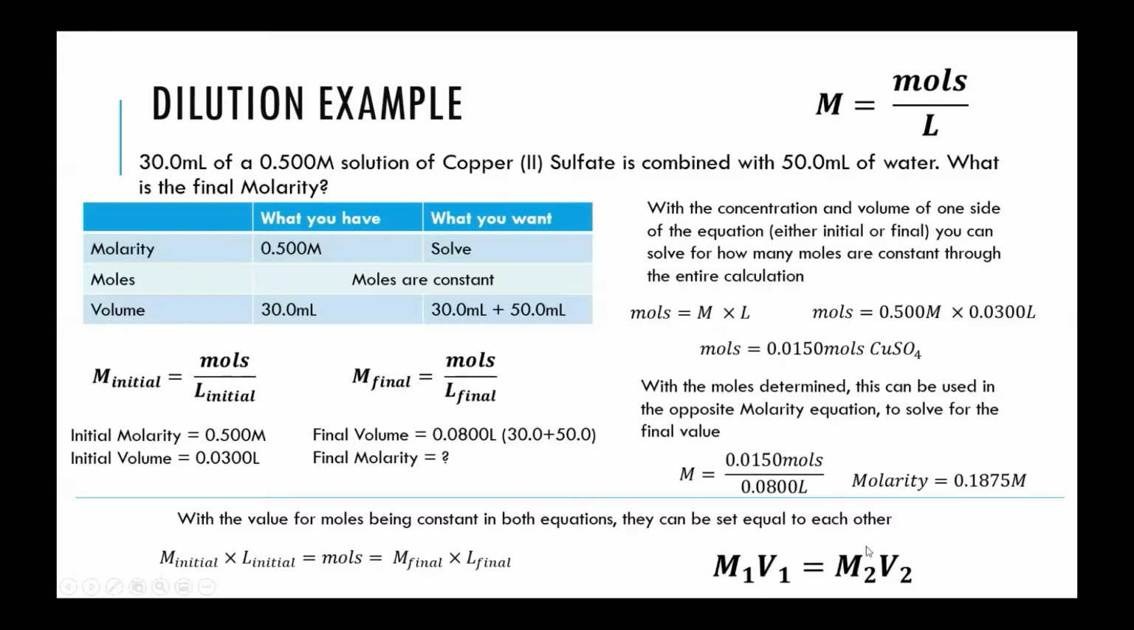This simplified equation is used only in dilutions. It has no other use anywhere else, just when you're diluting something, because in this case, the moles are constant, and therefore the ratio between moles and liters varies and affects the concentration in an inverse way.